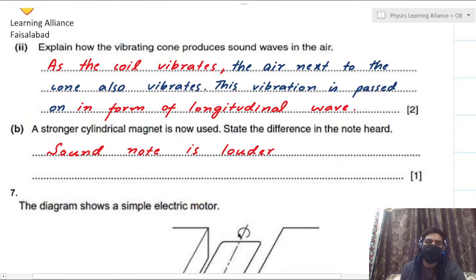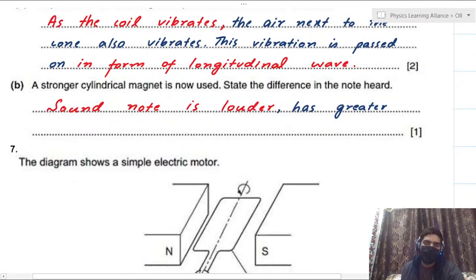All right, when I say sound note is louder, it doesn't mean it has more frequency. No, frequency has nothing to do with the loudness. All right, frequency is something else. Loudness is proportional to amplitude of the sound, or amplitude of the wave, or the intensity of the wave. Has greater amplitude.